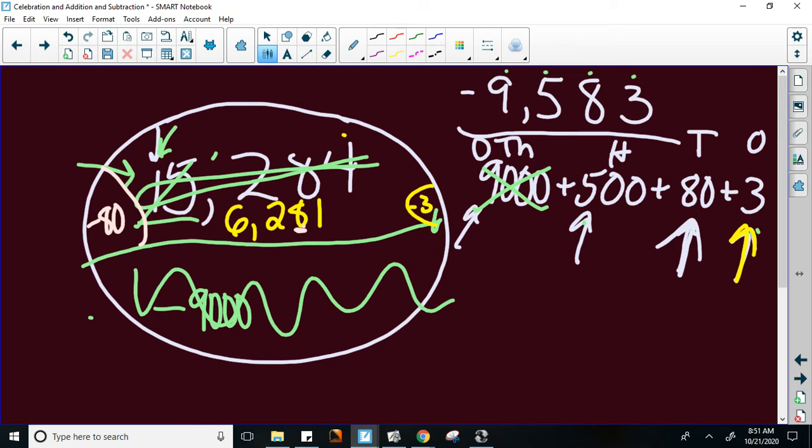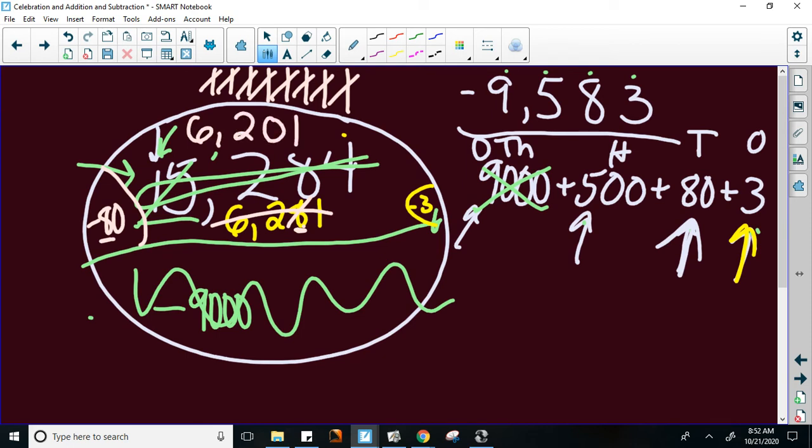So if I have 8 groups of 10, 1 10 stick, 2 10 sticks, 3 10s, 4 10s, 5 10s, 6 10s, 7 10s, 8 10s, and I take all 80 away, 10, 20, 30, 40, 50, 60, 70, 80, oh, I'm left with 0 in that place. Okay, that works. All right, so that number's gone. My new number is 6,201. Okay, so now I'm done with the 80.